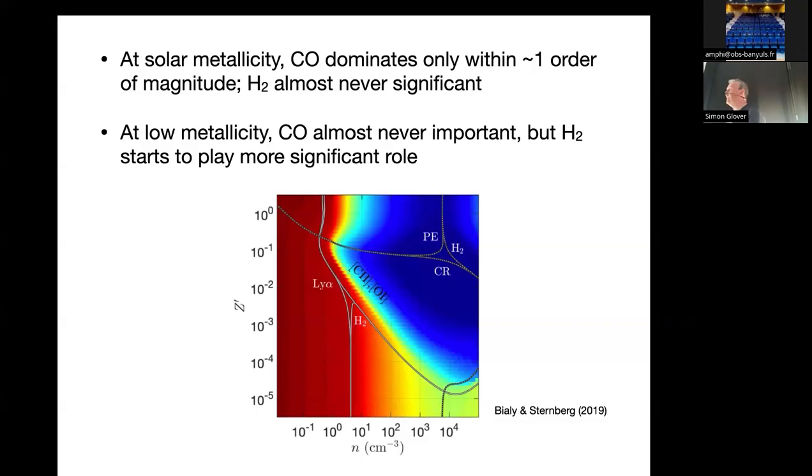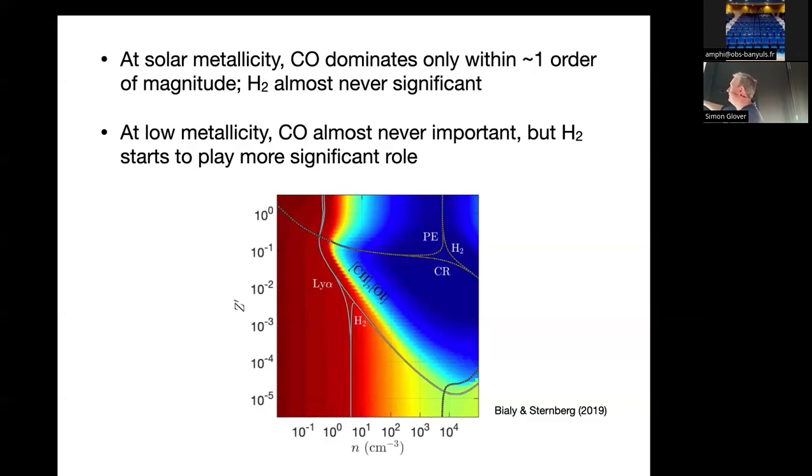And this is nicely illustrated in this plot from Bialy and Sternberg, where they're showing as a function of metallicity and density what cooling processes dominate. So you see that there's this region dominated by fine structure cooling, which at high metallicities pretty much dominates above a number density of a few. So in the CNM regime, and then at lower number densities, you're dominated by Lyman alpha cooling. And down here, there's not much dependence on metallicity.